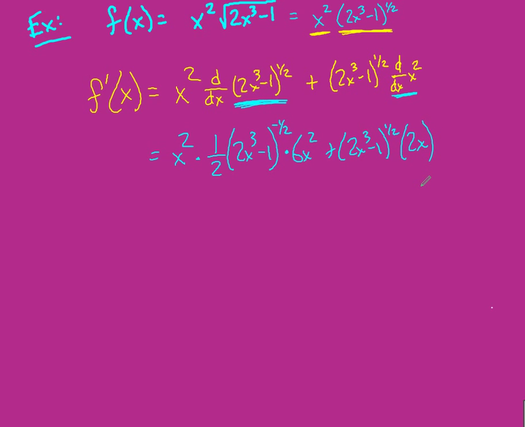From here, it's just, can I simplify anything? Well, in this first part, I have a 6 and a 1/2, so that can combine to be 3. I have x squared times x squared, which would give me x to the 4th. And everything else can just be written as is, to the negative 1/2 power here, and then plus, either way, it doesn't matter how it's written, 2x cubed minus 1 to the 1/2 times 2x.